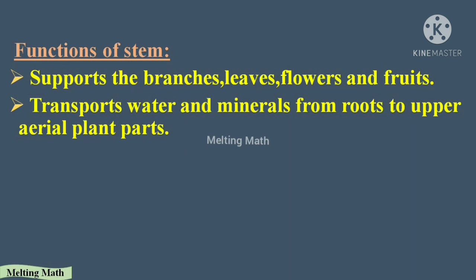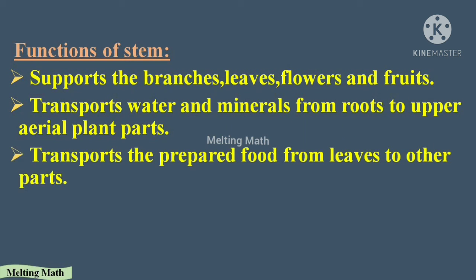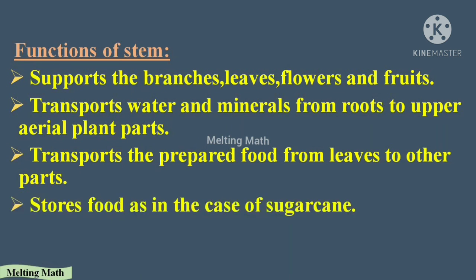Okay. Next, the stem transports the prepared food from leaves to other parts, because leaves will produce the energy from the sunlight. That we call photosynthesis. Okay, it transfers it to the other parts of the plant by using the stem only. Okay, that's what they are mentioning here. Next one, stem stores food as in the case of sugar cane. Yes, we can see that in the sugar cane it stores food in the stem, because when we eat it, we can taste its sweetness. We also get the sugar from this sugar cane. So like that, this is the function of stem.